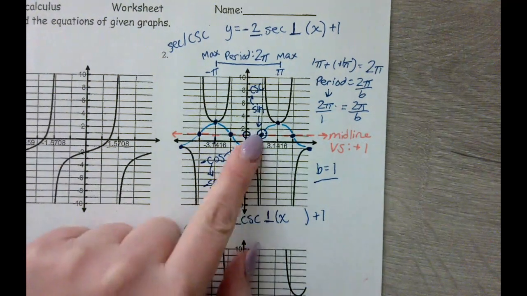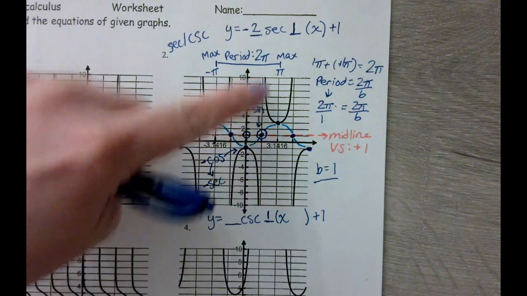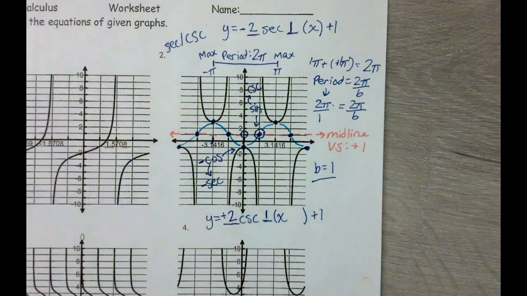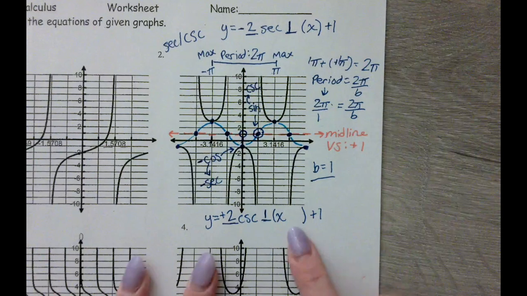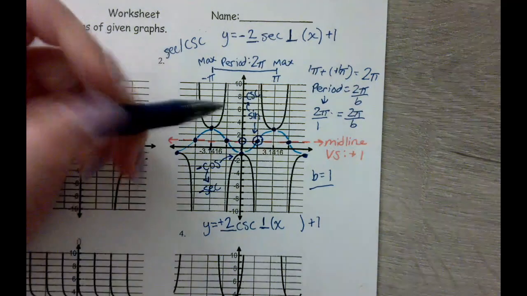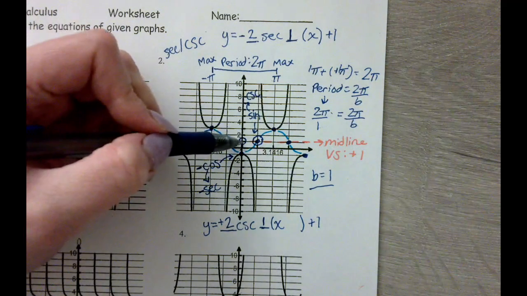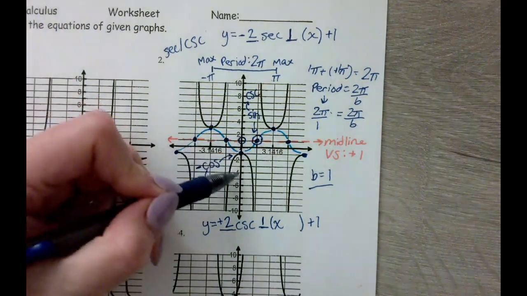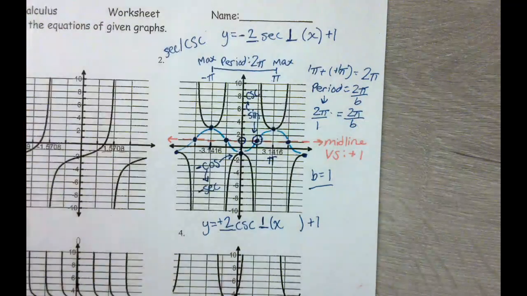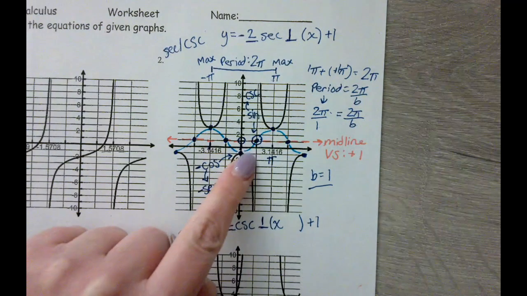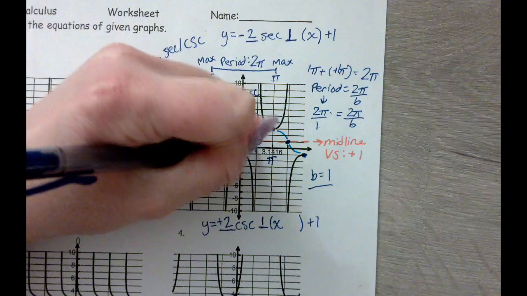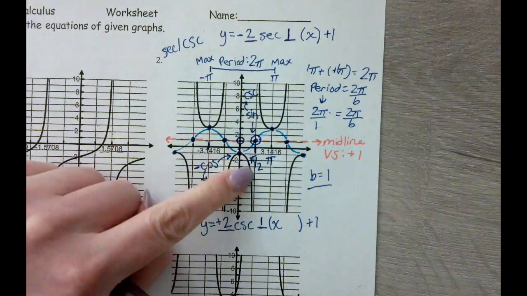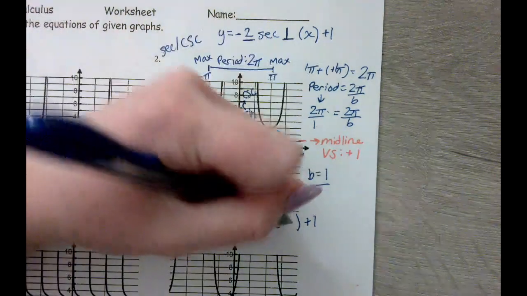Now that I know that this is a natural sine, therefore natural cosecant, no reflection, this is a positive 2. And now I just have to write in my phase shift. So to do my phase shift, I have to know how far over I went to the right. Well, if this is 0 and this is pi, halfway between those two is pi over 2. So this value here is pi over 2.